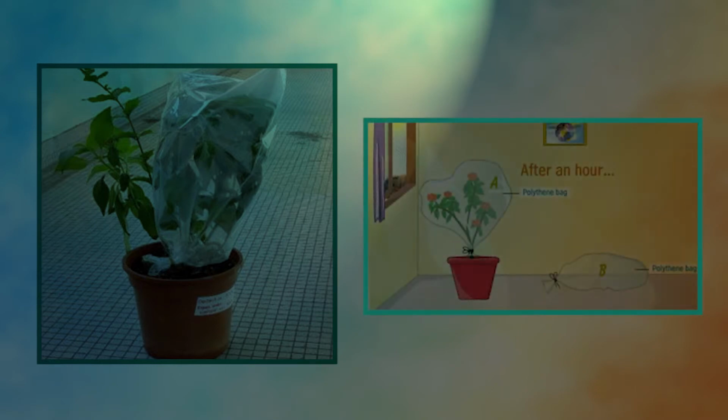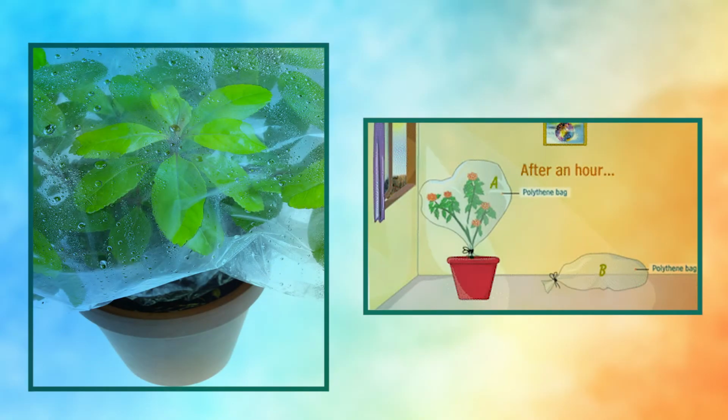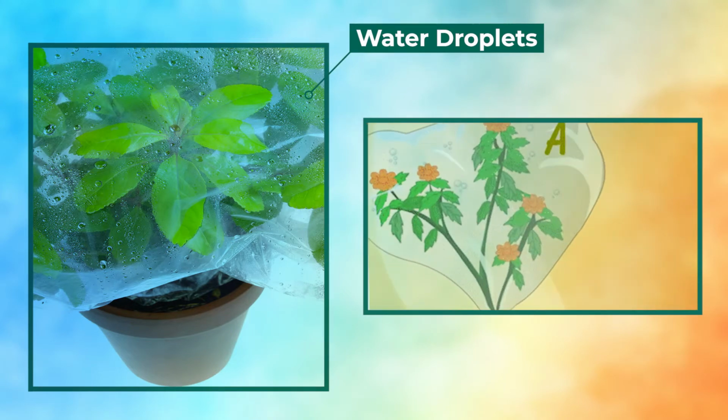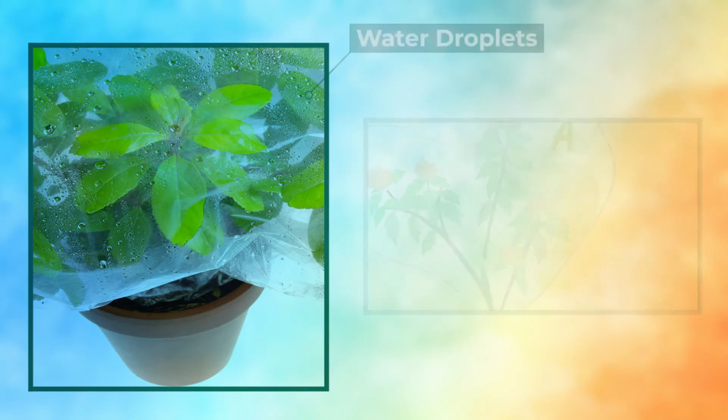Hello students. Today, before starting my lecture, I am going to show you something. A potted plant was covered with a transparent plastic. If we put this plant in bright sunlight, we will see that the packet becomes hazy. After some time, water droplets start accumulating on the inner side of the plastic bag.